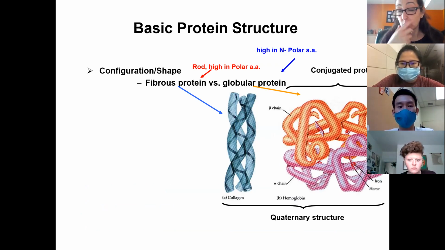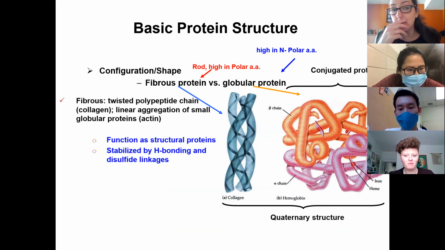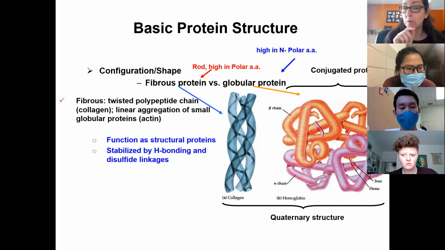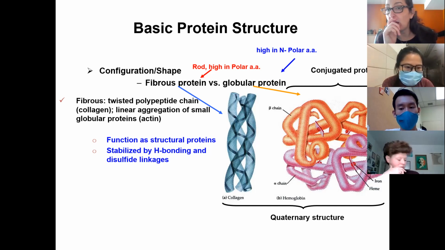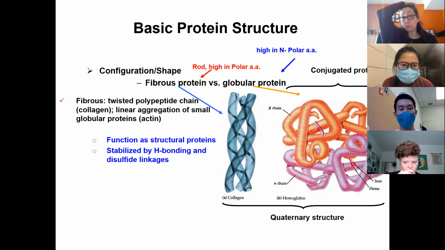Those that form fibrous structures are high in the percentage of polar amino acids. So then you have high percentages of interaction with water. This fibril shape is basically a twisted polypeptide chain that has linear aggregation of small globular proteins. They form this fibril type of structure due to the presence of high polar amino acids. They form as structural proteins. Because of the high polarity, they are stabilized mostly by hydrogen bonding, and they do have cysteine in them, so they get stabilized by disulfide linkages.